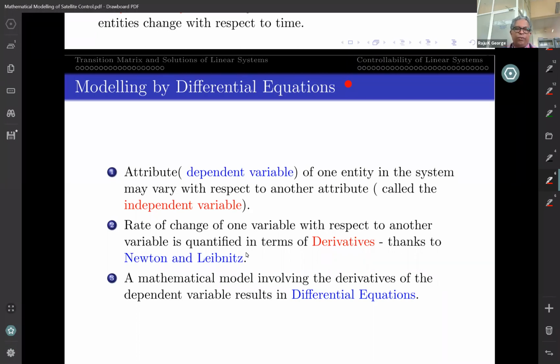That is called a differential equation: a mathematical model involving derivatives of the dependent variables results in a differential equation. If you have more than one independent variable, then you may have a partial differential equation. If there's a single independent variable, then it results in an ordinary differential equation. In my talk, I deal with the ordinary differential equation for a satellite model.